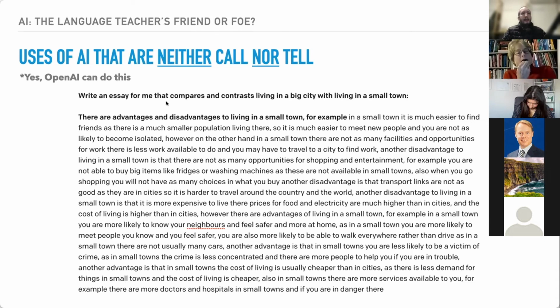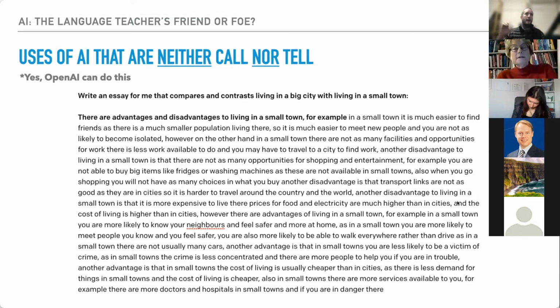So coming back to the asterisk, asking AI to write an essay for you, yes, it can do that. So here's an example. Again, the bold is my text and the non-bold is the computer text. Write an essay for me that compares and contrasts living in a big city with living in a small town. And then I started, there are advantages, disadvantages, living in a small town, for example. And after that is all AI.